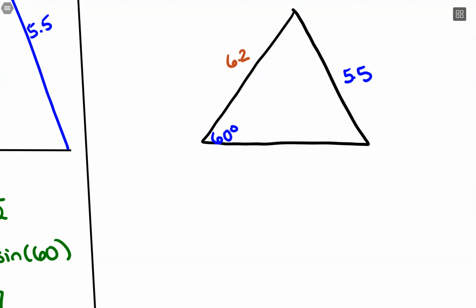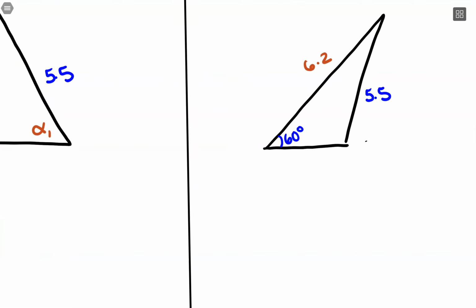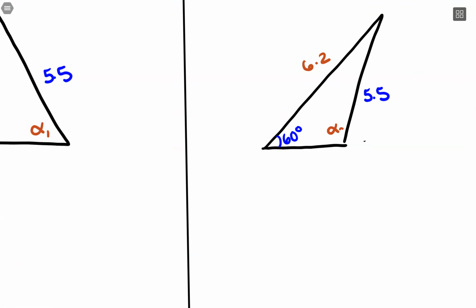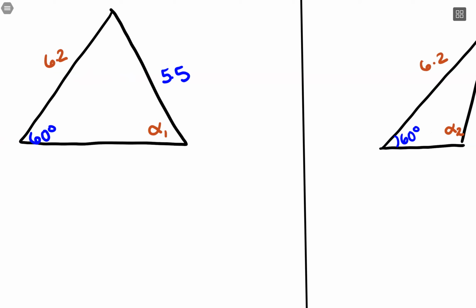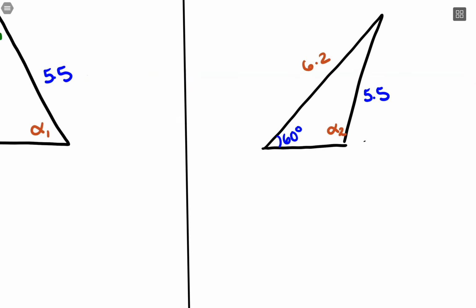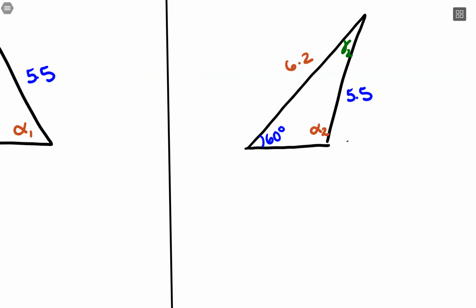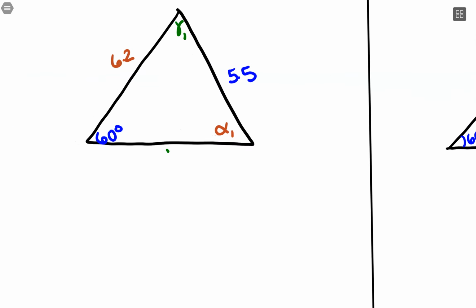So with this case right here, what we're looking for is this value of alpha, and I'm just going to throw a little 1 next to it because we're also going to be looking for alpha over here. It'll just be a different alpha. Same thing with gamma. Gamma 1, gamma 2. And then we'll have C as well. So we need to find those three pieces there.